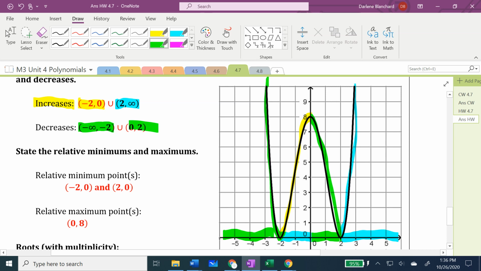Now, I really want to point out to you, are you paying attention? This looks like a point. But there's a difference between a point and an interval.